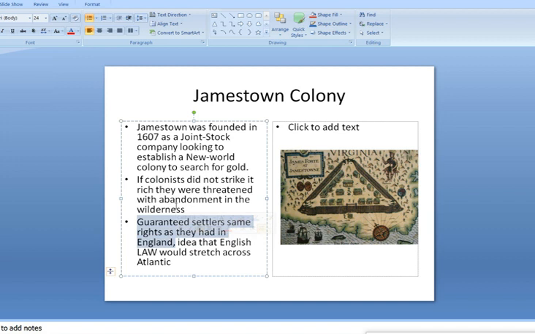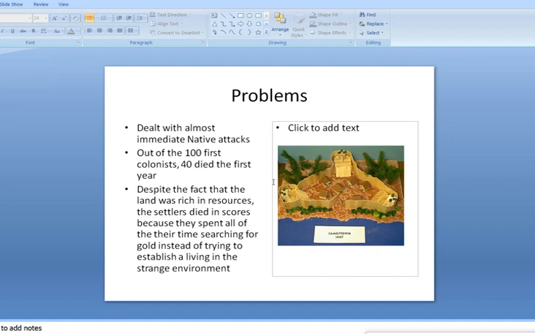This is important. So if you're going out there, you are still considered British citizens. And English law, everything that was set up in England, would stretch across the Atlantic. You're still English citizens, and you're still bound by British law. That's going to be important, especially when we get to talking about the Revolution. All right. So, what are some problems? What could happen if you just send people over in order to search for gold and find it?